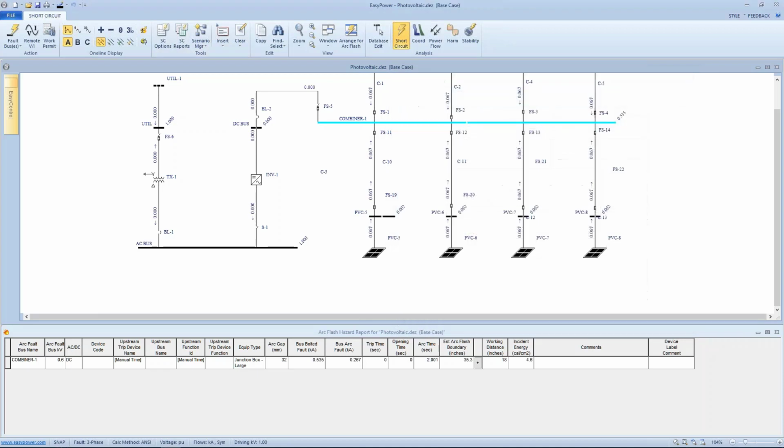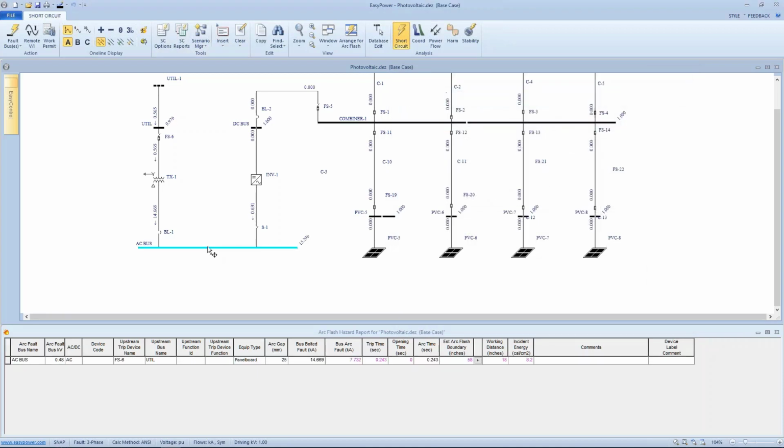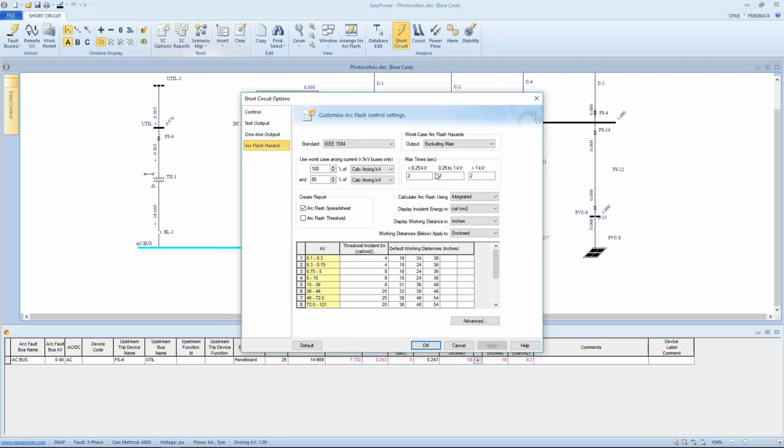So if we were to see a fault here, it also has a potential for being limited to 2 seconds. In this case, we have arcing current that's much higher, and consequently the trip times, the tripping units are working as they should, in this case the fuse. But my point is, by setting these global entries for 2 seconds, we artificially limit other parts of the system that we may not want to see limited.